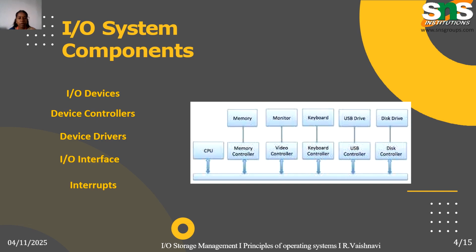Next, input-output system components. Here we have five types: input-output devices, device controllers, device drivers, input-output interfaces, and interrupts. Here we have the CPU, memory controller, video controller, keyboard controller, USB controller, and disk controller. They are connected with a common system bus. The memory controller, as usual, has memory. The video controller example is the monitor. The keyboard controller is the keyboard. The USB controller may be a USB drive, anything. And then the disk controller is connected with the disk drive.